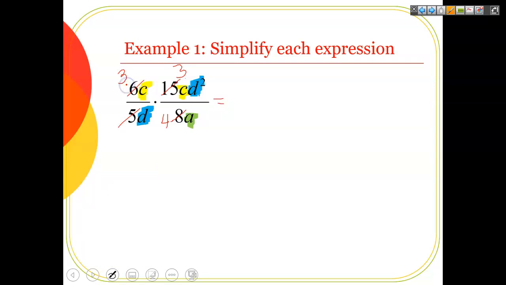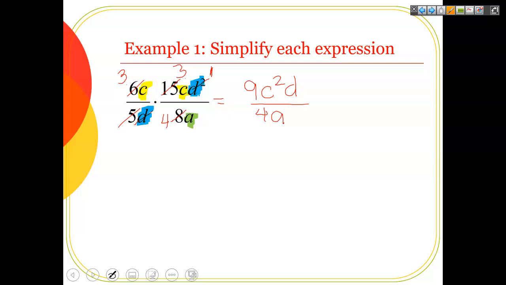So 3 times 3 is 9. C times C is C squared. We said that the division of the D's is going to change this to a 1, because 2 minus 1 is 1. So that's going to leave a single D in my numerator. The 5 became a 1. The D went away. The 8 became a 4, and the A stayed. So you get 9C squared D over 4A.